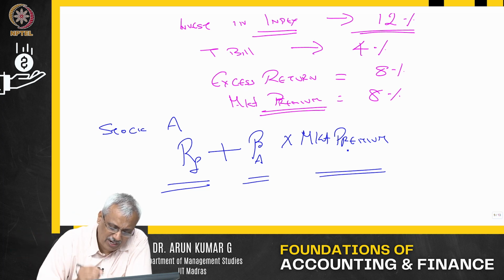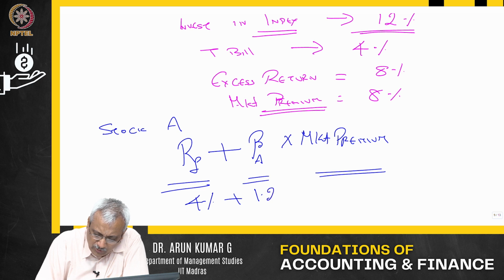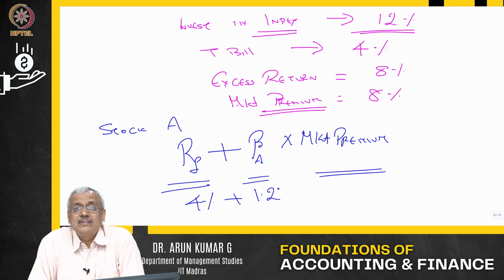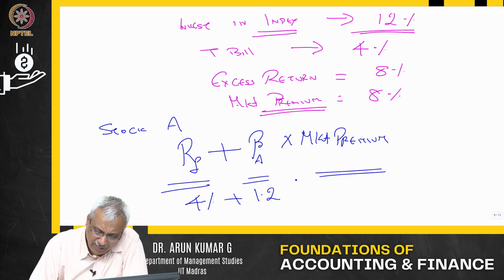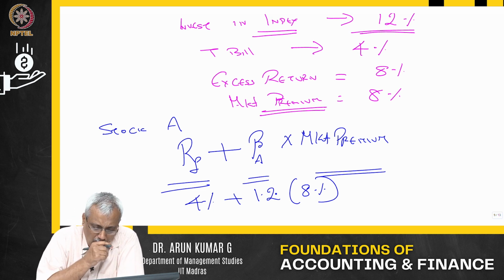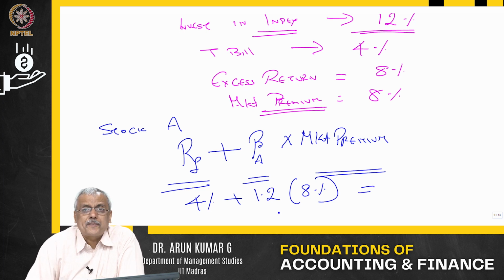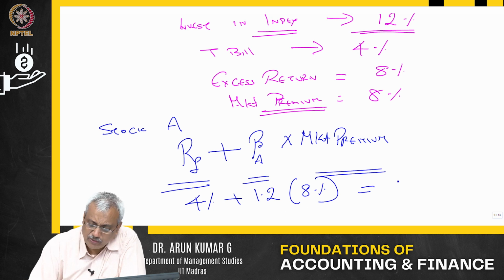Let us say now investing in stock A, my risk is 1.2, it is higher than the market. Now, what is the market premium? Market premium is 8%. 8% into 1.2. What is 8% into 1.2?